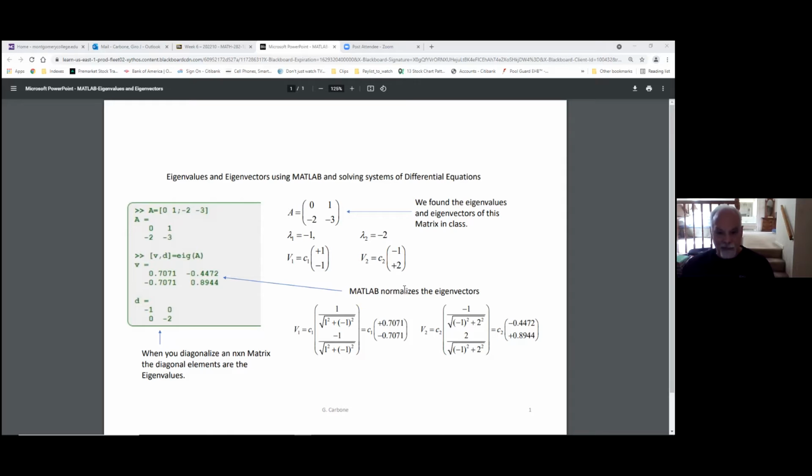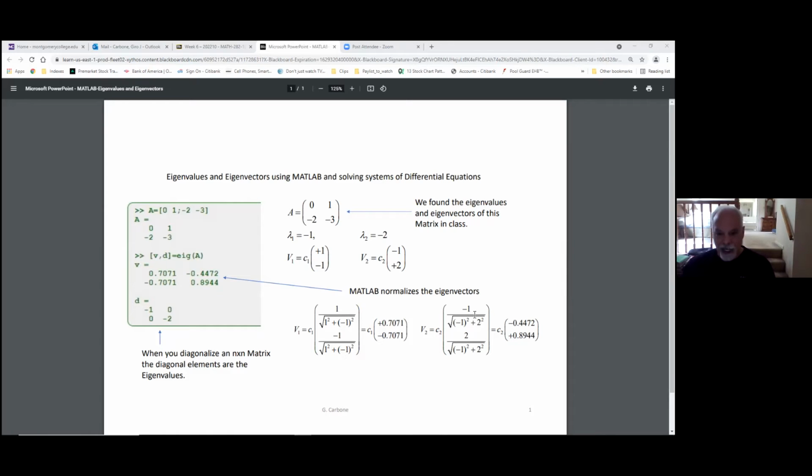Now, what MATLAB does is it normalizes the eigenvectors. In other words, these are the eigenvectors, right? So what MATLAB does, it actually normalizes it. So when you normalize them, you would take the 1 squared and then the -1 squared and divide it by 1. And here you take the 1 squared minus the 1 squared divided by -1. So this is the normalized eigenvectors.